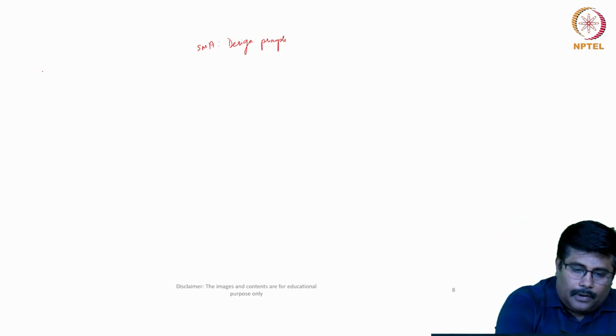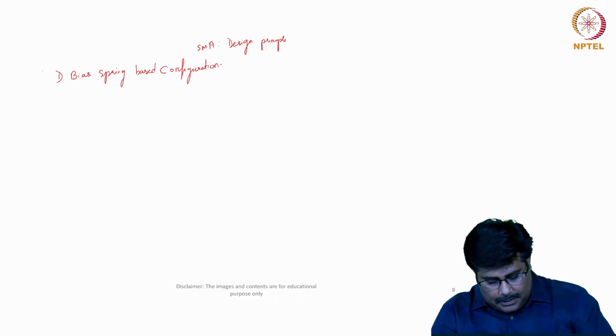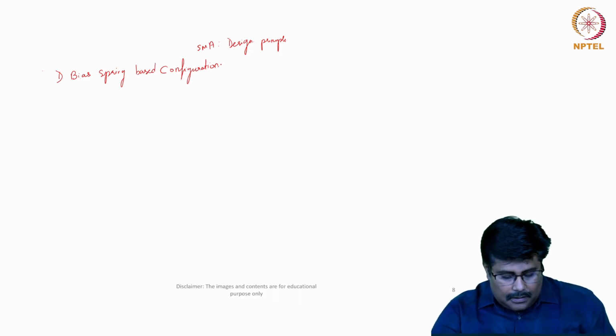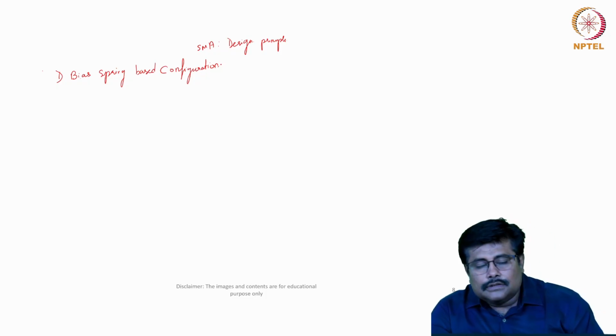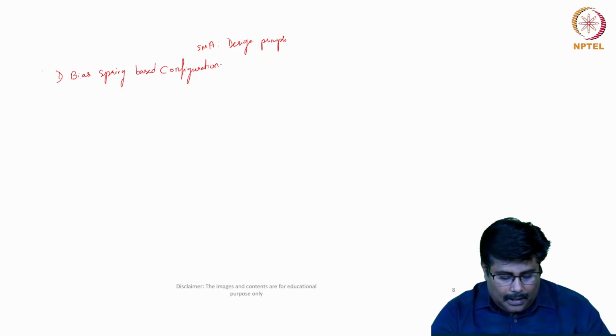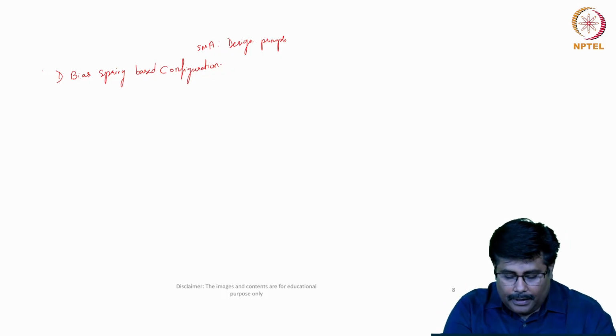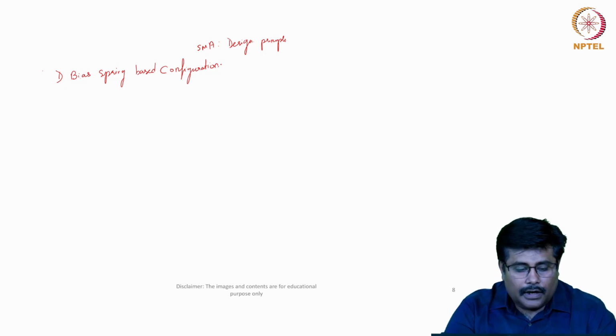One important configuration is called the bias spring based configuration. In this bias spring configuration, an intuitive approach is to use a mechanical element that constantly supplies force on the material. This mechanical element can be a bias spring, an antagonistic design, or a dead weight. Let us see how the configuration looks.